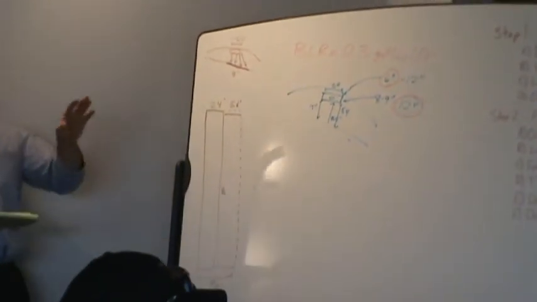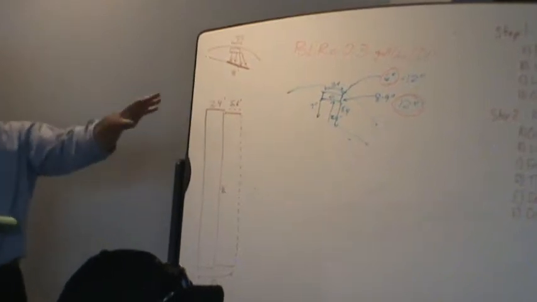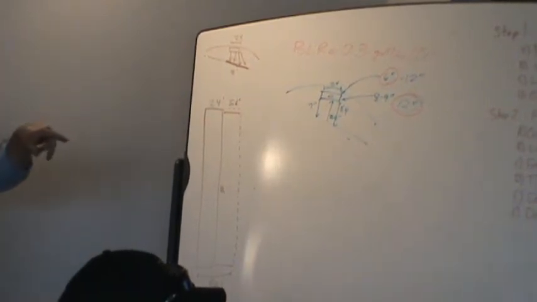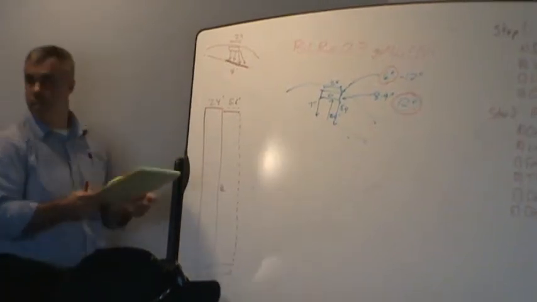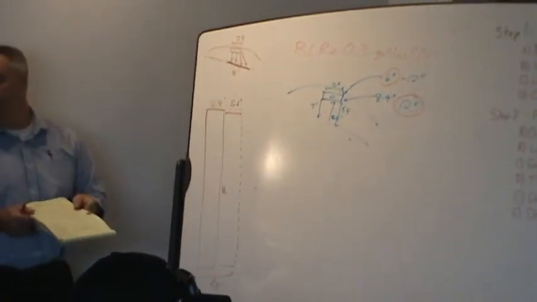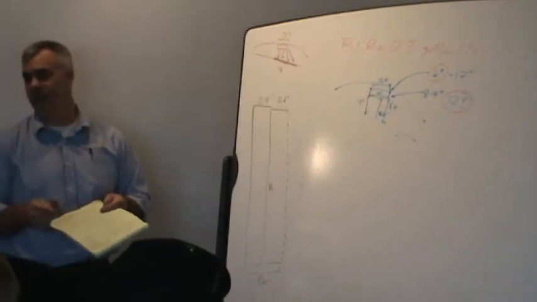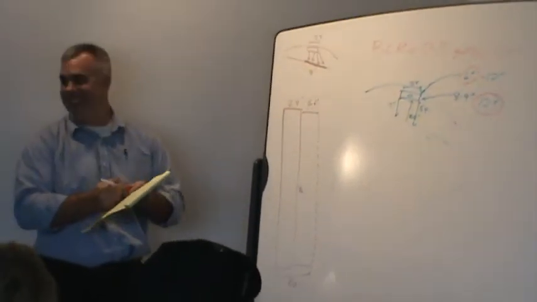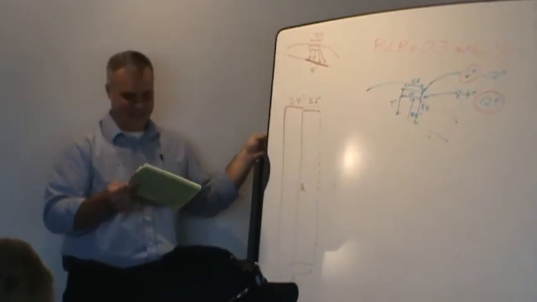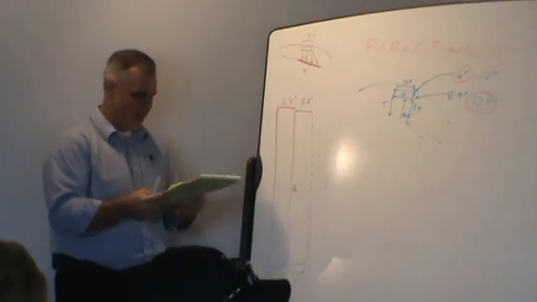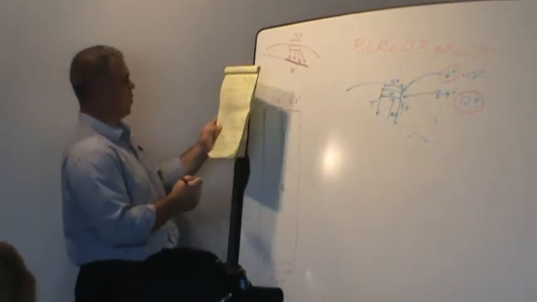Again, these are all stepwise in this manual. So what we're doing here is just pulling right out of the manual, and we're just going stepwise through it. All right, so the next step, the upslope width.